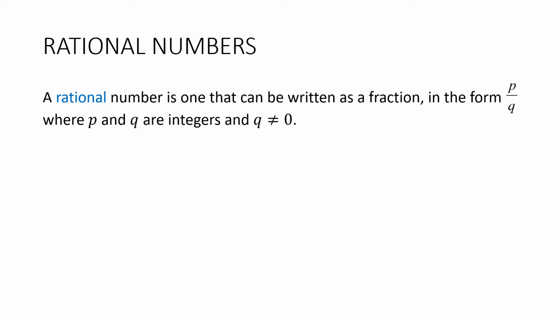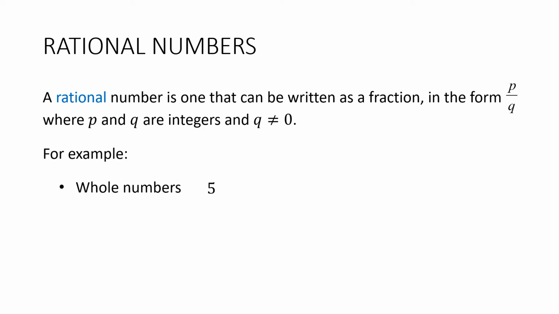So a rational number is one that can be written as a fraction, but more formally we say it can be written in the form p over q. P and Q have to be integers. They're whole numbers, remember? And Q, the denominator, can't be equal to 0. So let's have a look at some of the numbers that are rational.